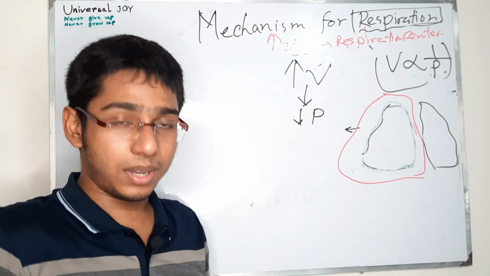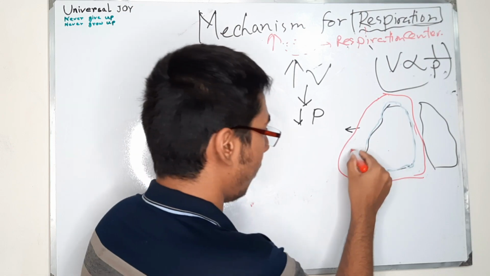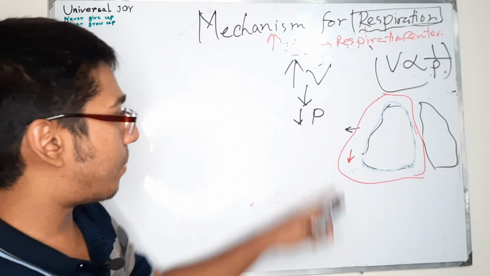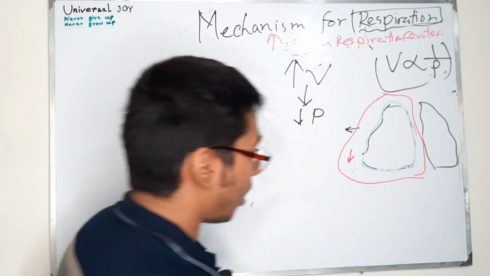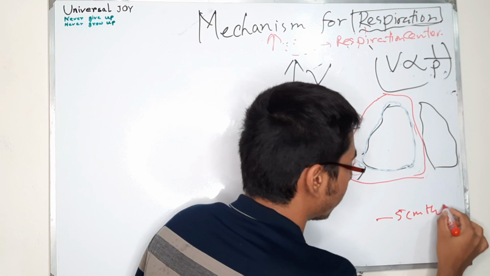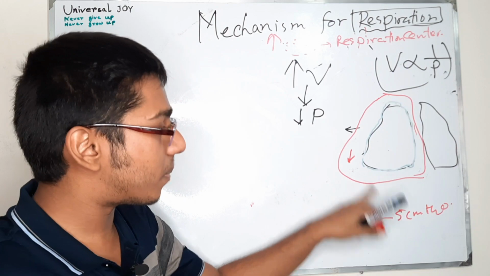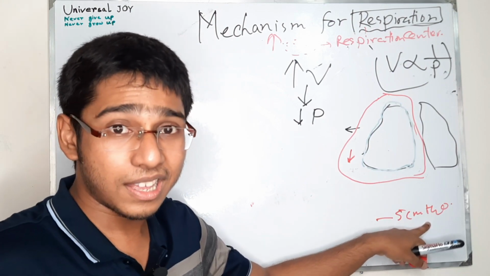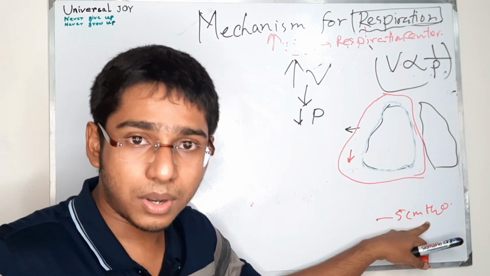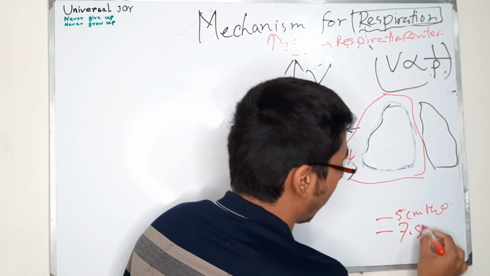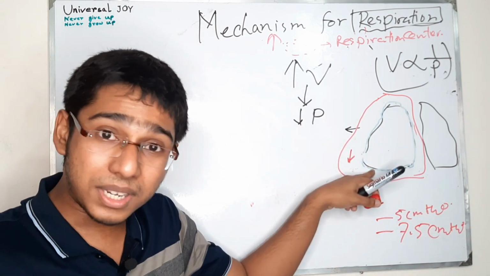And if intrapleural volume increases, then of course the pressure existing in this intrapleural space will be reduced also. That means at the onset of all these events, the intrapleural pressure was minus 5 centimeter of water. But the moment it expanded, the pressure will be falling down from minus 5 centimeter of water to minus 7.5 centimeter of water. So you see, there is more negativity inside the pleural cavity.